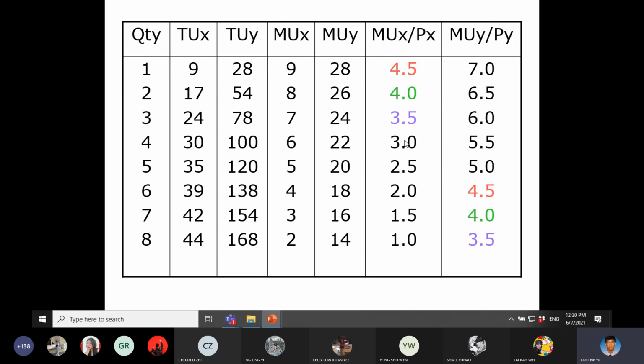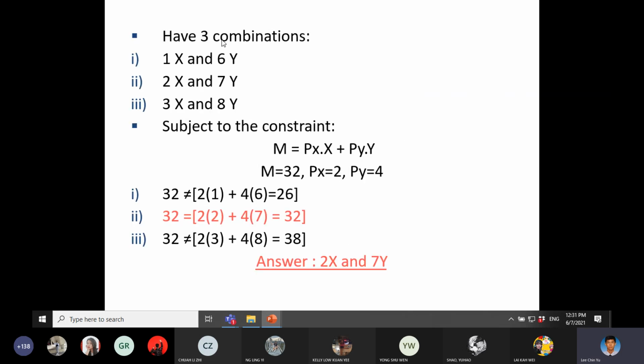Now we can determine the first condition. How many bundles do we have? We have 3 bundles or 3 combinations. One is 1X and 6Y. The second one is 2X and 7Y. The third one we have is 3X and 8Y. So over here, we fulfill the first condition.